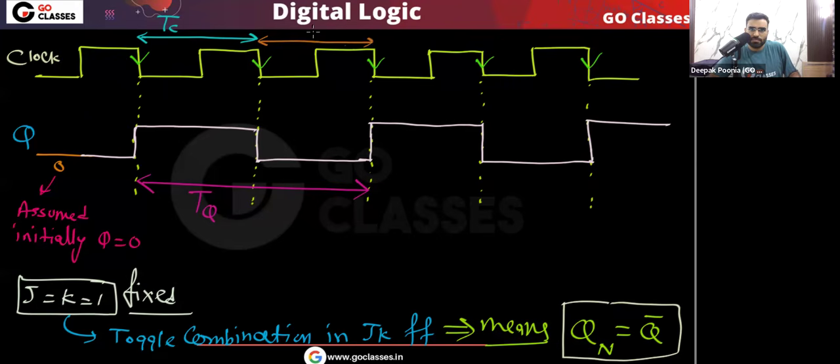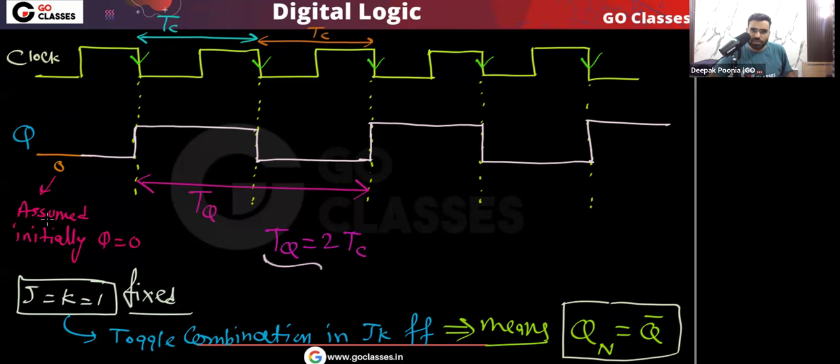This is also TC. And you can easily see that in one TQ, or I can say in one complete cycle of this Q output, there are two cycles of the clock, correct? Or I can say this TQ is basically twice of TC.